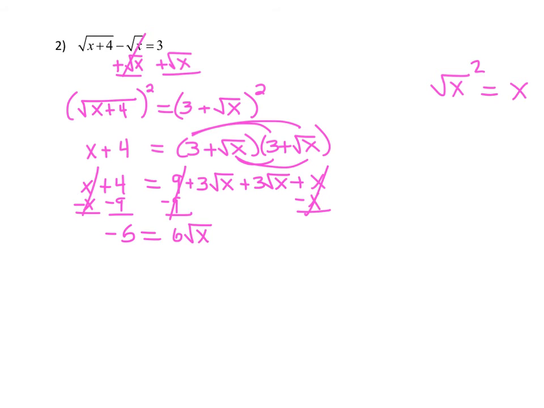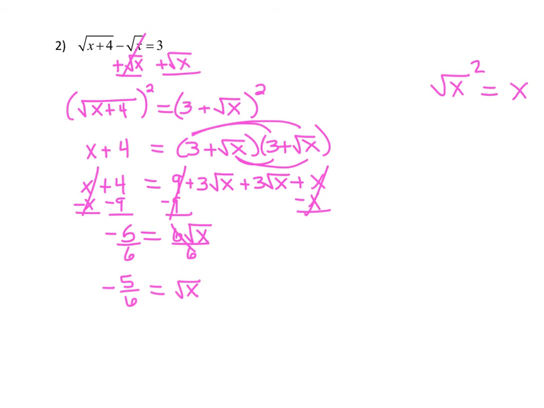Okay, now from here, you could do one of two things. You could jump right into squaring both sides of the equation if you want. Or, if you would like to, you could first get the radical x by itself, right? You could divide both sides by 6. So that would leave us with negative 5 over 6 equals, and these 6's cancel off, radical x.